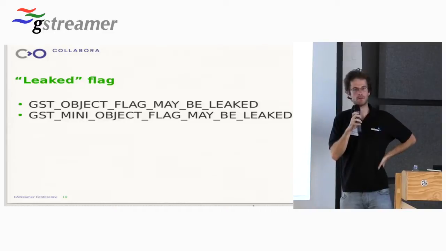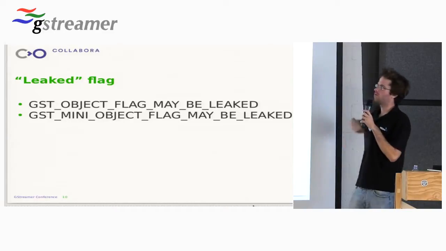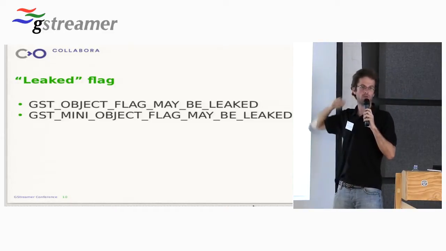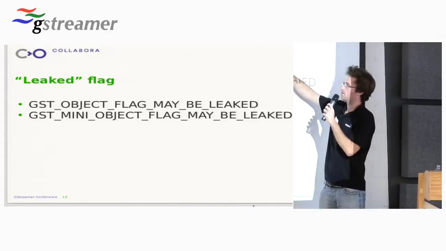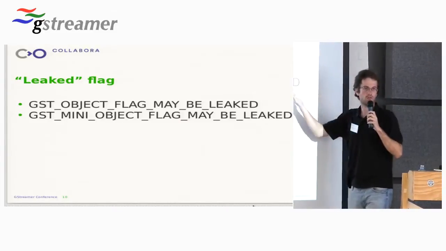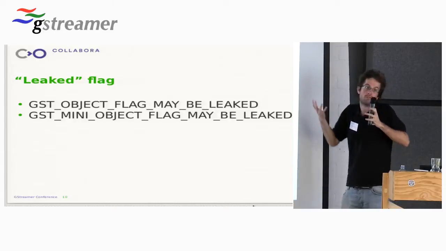And does it work for legacy code as well? Yeah, of course. Well, no. You need to have this flag, so you'll need at least 1.10. Yeah, you'll have to port your application to GStreamer 1.10, and then you can start setting these flags on all the objects which are expected to be leaked. But you'll need the new GStreamer anyway to have the tracer. So yeah.